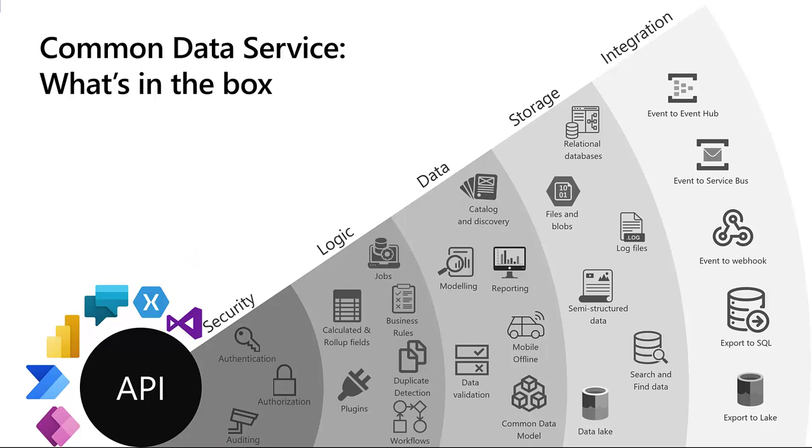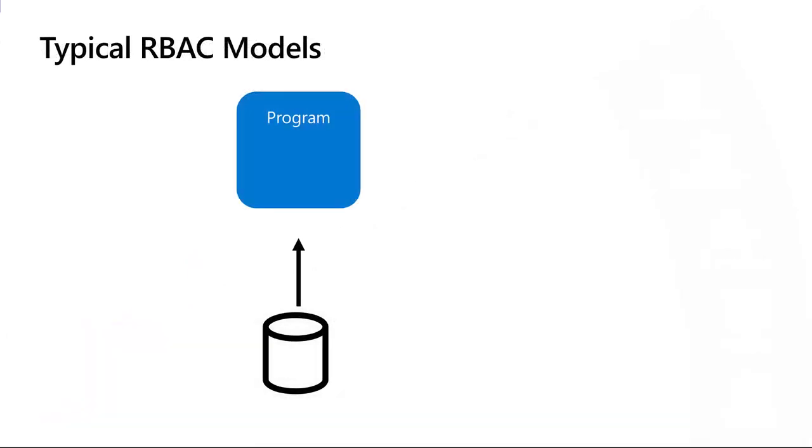To show how the Common Data Service differs from other role-based access control models for applications, look at a typical model: you're writing software on top of a database, and you have to decide to put security on it. Often what will happen is people will build an RBAC layer, like an administrative interface and control between the database and the application.